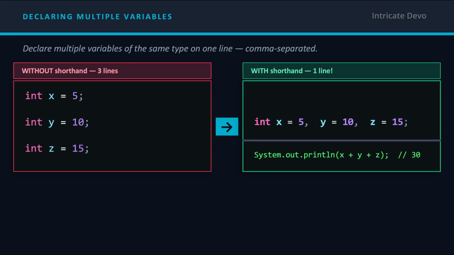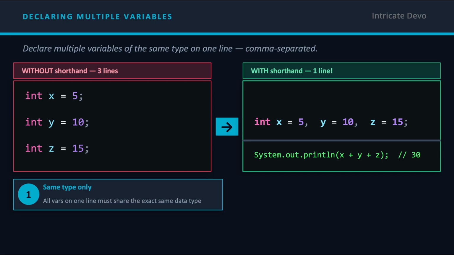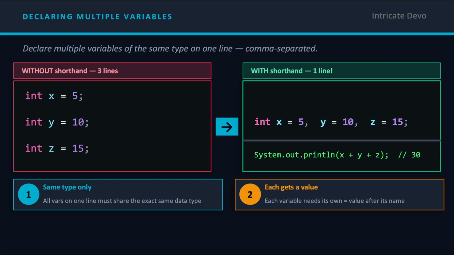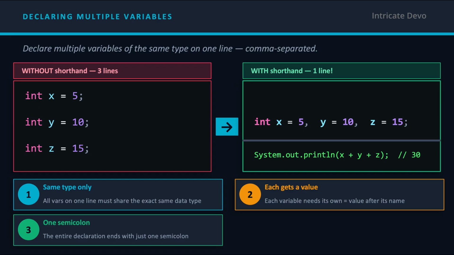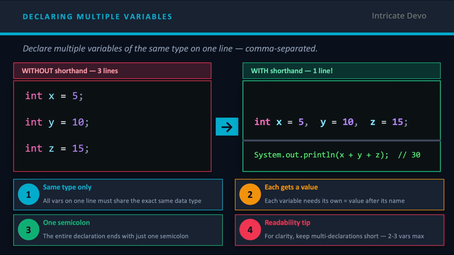There are 4 rules for this shorthand. Rule 1, same type only. Every variable on the line must share the exact same data type. You can't mix int and string on the same line. Rule 2, each gets its own value. After each variable name, you write equals and then its starting value. Rule 3, 1 semicolon. The entire declaration ends with just 1 semicolon at the very end. Rule 4, readability tip. Don't cram 10 variables onto one line. 2 or 3 is fine. More than that gets hard to read, and in programming, readability matters.